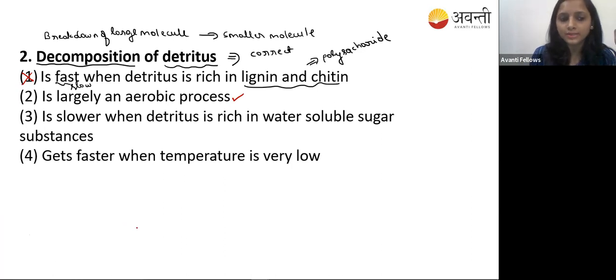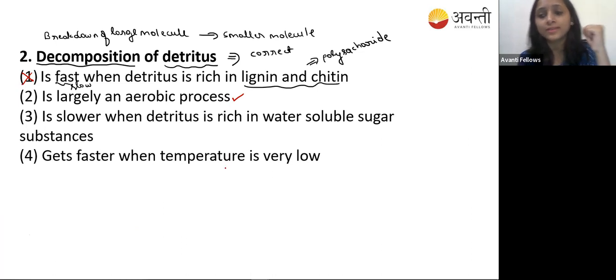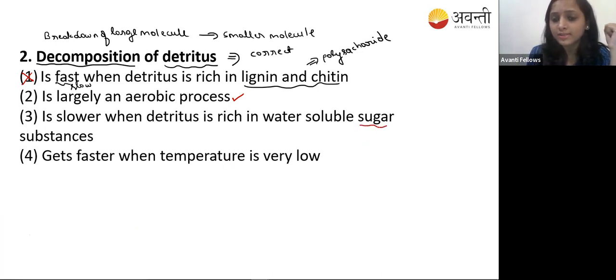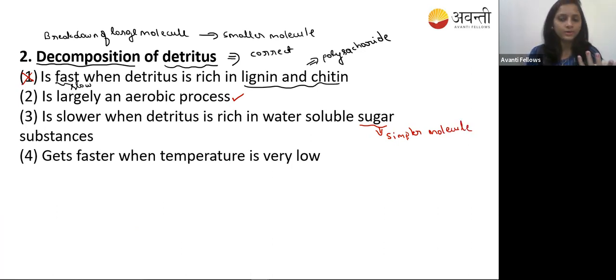Then coming to option 3, it is slower when detritus was rich in water soluble sugar substances. Water soluble sugar substances are monosaccharides, right? These are simpler molecules. So when the detritus is rich in simpler molecules, obviously the decomposition will be fast, not slow. It will be faster. Remember, students, okay? So this option is also wrong.